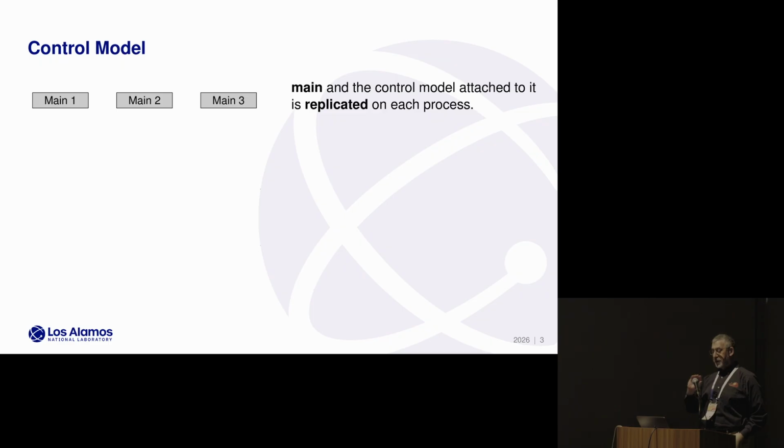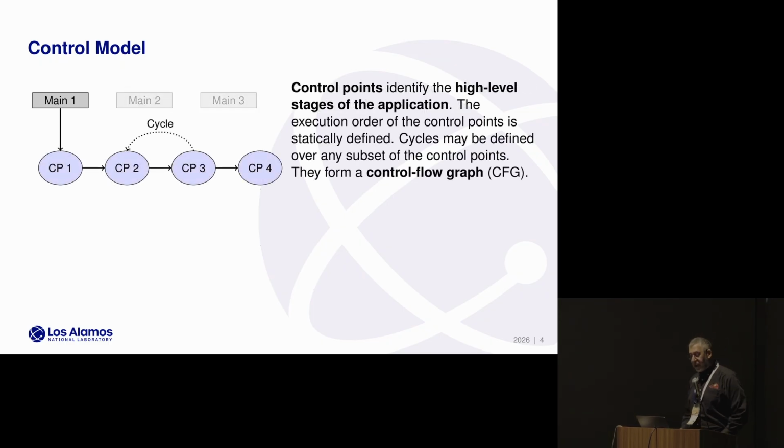So the first part of the control model is main, which, as I had mentioned earlier, is replicated across processes, just like main in an MPI program. Then a number of control points are defined under these, which identify the high-level stages. They execute sequentially, but they could have cycles in them, and I'll talk about that more in a moment. So here we have a control flow graph.